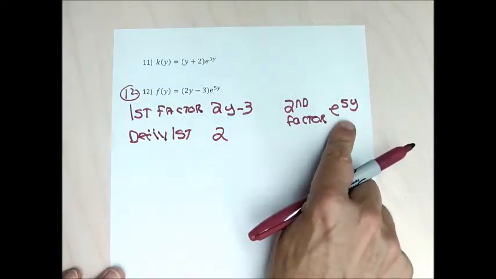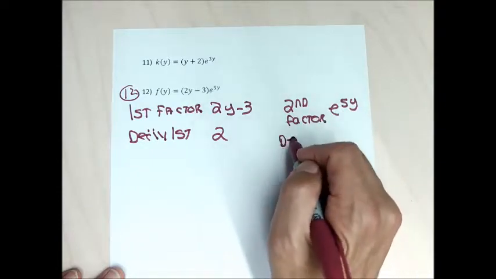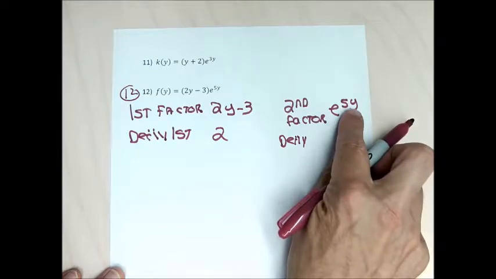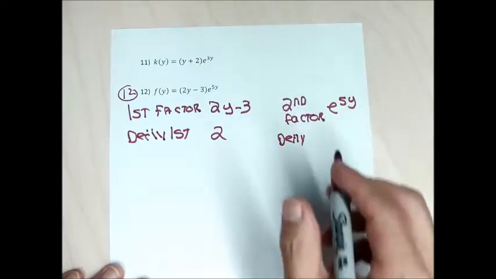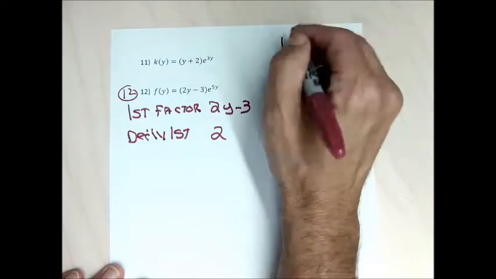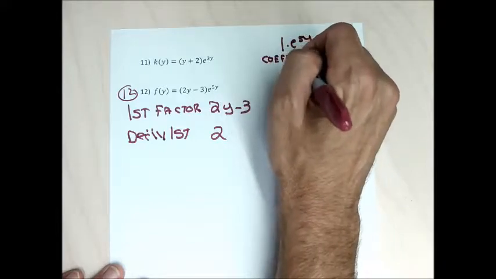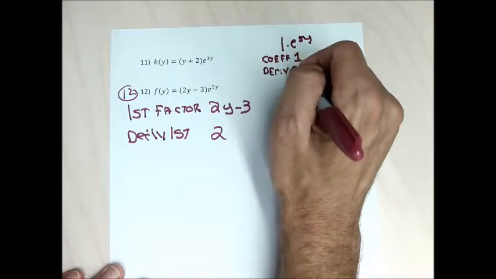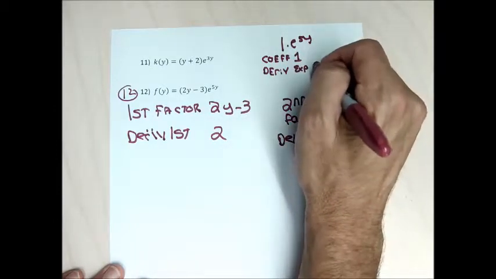And for an e function that doesn't have a coefficient, the quickest way to write down its derivative is just take the derivative of the exponent and write it to the left of the function. Because for this e function, this e to the 5y, it's really 1e to the 5y. Technically, the coefficient is 1. The derivative of the exponent, the derivative of 5y, is just 5.